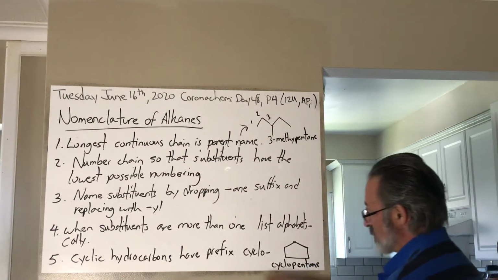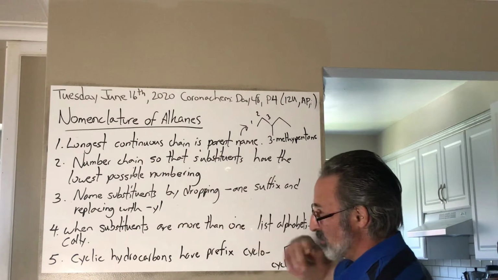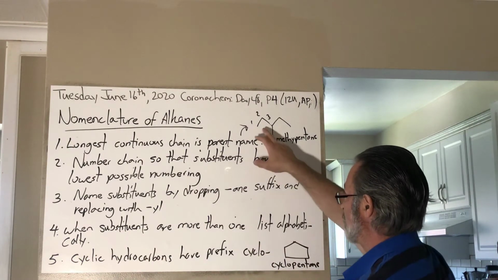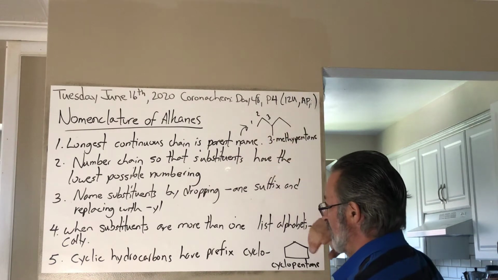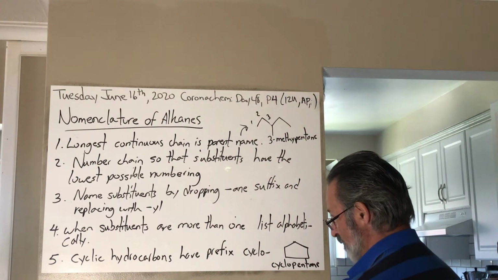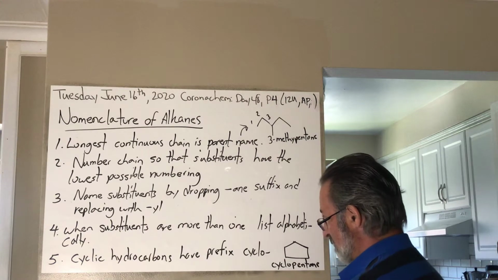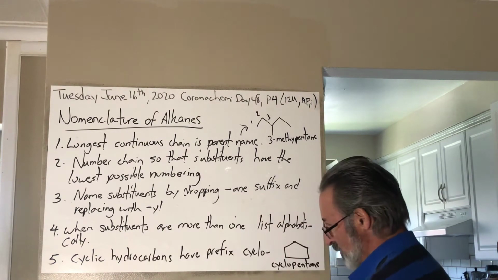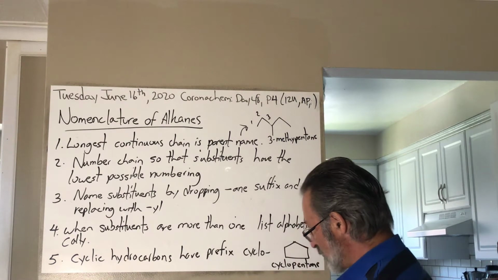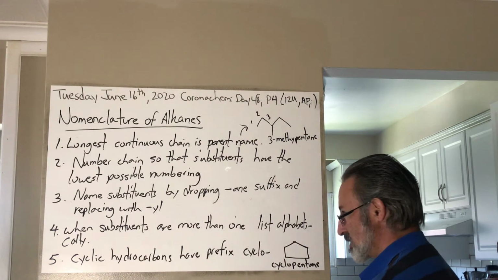Okay, number the chain so that substituents have the lowest possible numbering. In this case, if you count from the left, it gets to 3. If you count from the right, it gets to 3, so it doesn't matter in that case. Number 3, name the substituents by dropping the ane suffix and replacing with yl. Fourth rule is when substituents are more than 1, list them alphabetically.